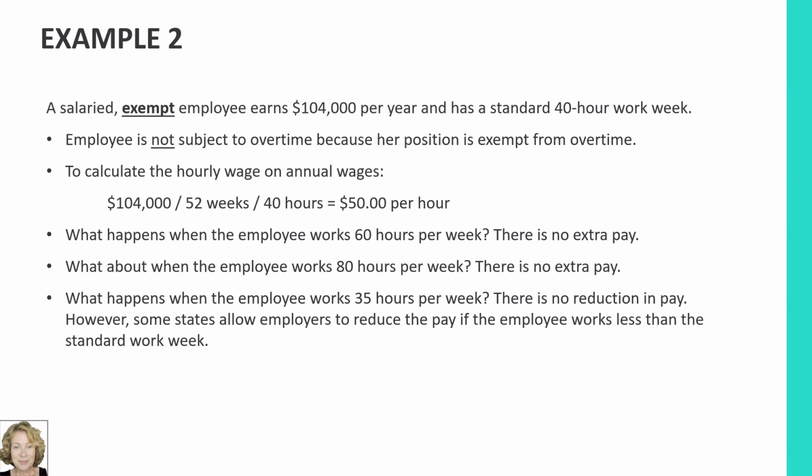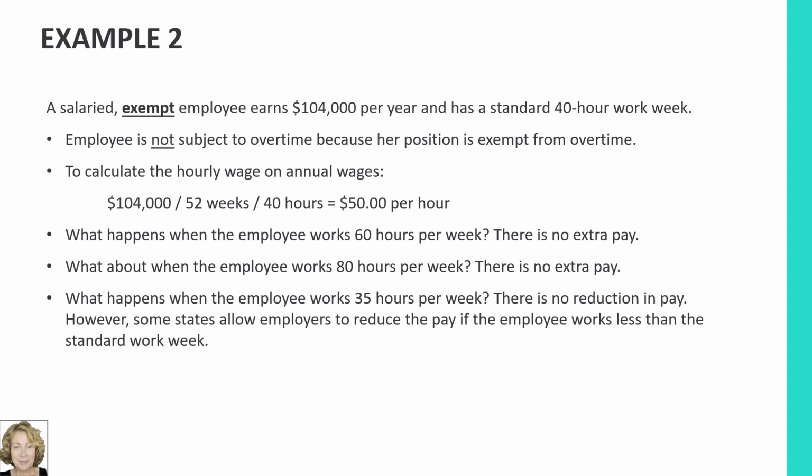Let's take a look at this other example. In this case, we have an exempt employee who earns $104,000 per year and has a standard work week of 40 hours. Some exempt employees are eligible for overtime, but this employee is not. To calculate the hourly wages on an annual wage, we would take the annual wage and divide it by 52 weeks and then divide it by 40 hours. Why 40 hours? Well, we're told this employee has a standard 40-hour work week. The result is $50 per hour.